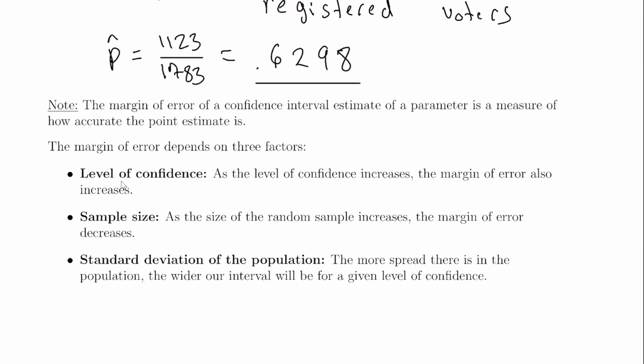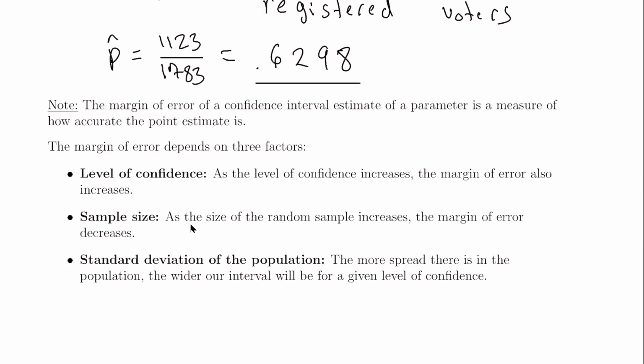Right now we're going to focus on level of confidence and sample size. The level of confidence will affect your margin of error, because the more confident you want to be, the bigger your margin of error should be. The less confident you want to be, the smaller your margin of error should be. The same goes for the sample size. A bigger sample size means you get a smaller margin of error, because a bigger sample size should be more accurate.